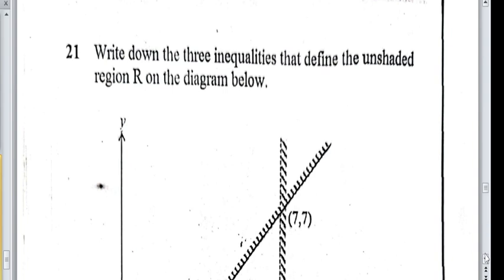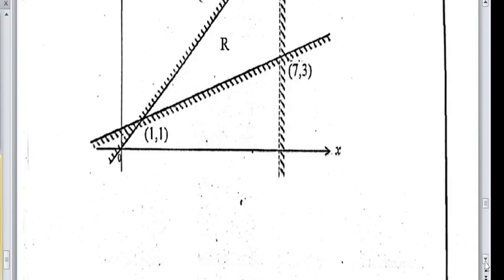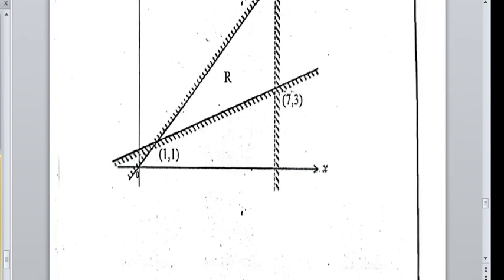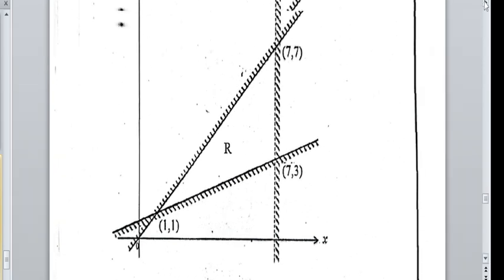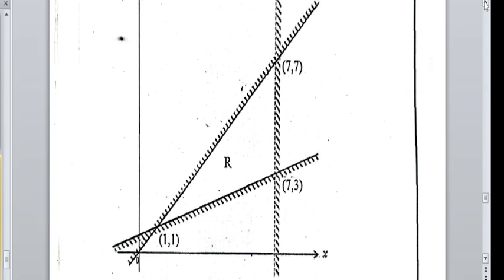Now, write down the 3 inequalities that define the unshaded region R on the diagram below. So this is a question on linear programming. How do we answer such a question? So how do we write 3 inequalities that define the unshaded region R?